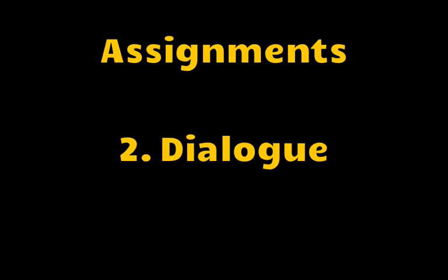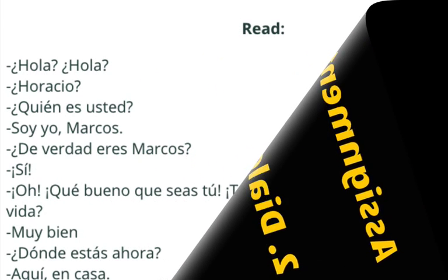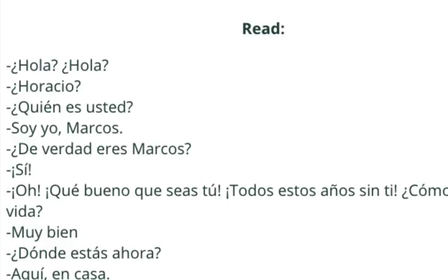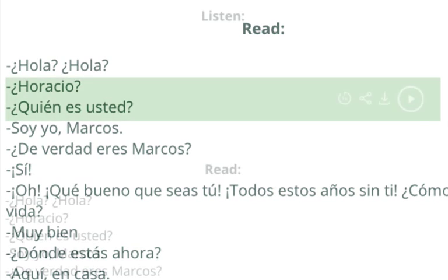Your second assignment is to listen to and study the Module 1 dialogue. This is a telephone conversation between two men whose names, Americanized, would be Marcos and Horatio, but in Spanish they're pronounced Marcos and Horacio. Notice again that the letter A in Marcos and Horacio is not really a or ah, but it's more like a cross between a and ah. That's something to get used to and to listen for as you listen to this dialogue.